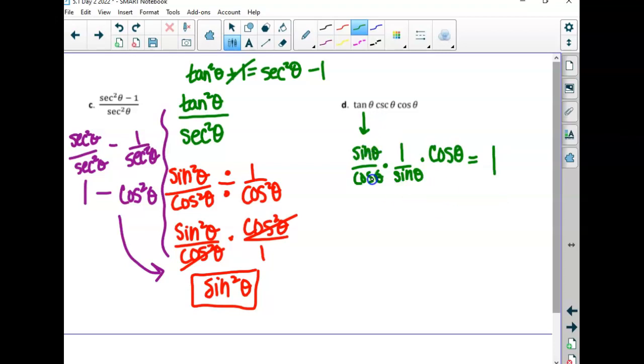Tangent is sine over cosine. Cosecant is 1 over sine. And then it said times cosine, so there was a sine here, a cosine here. Everybody okay? That'd make a good quiz question, right? Nice easy one. All right.